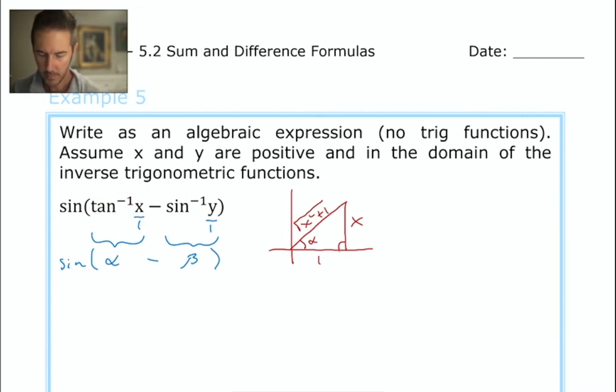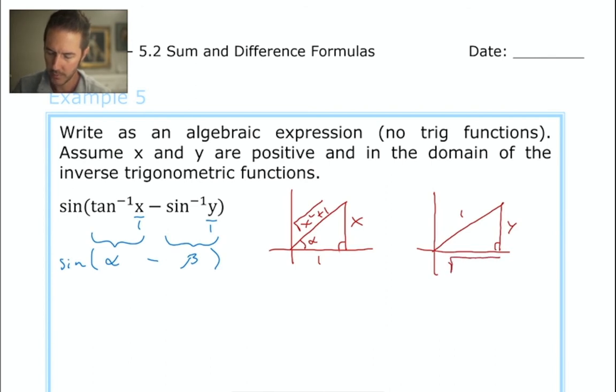Let's diagram beta. Sine, well, we're going to be in the first quadrant again. Arbitrary triangle, we're going to label it correctly. Sine is opposite over hypotenuse, so that's a y over a 1, which by the Pythagorean theorem makes the adjacent side length equal to the square root of 1 minus y squared. And that is angle measure beta.